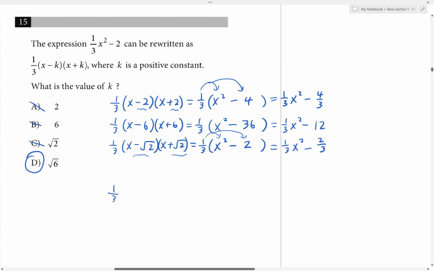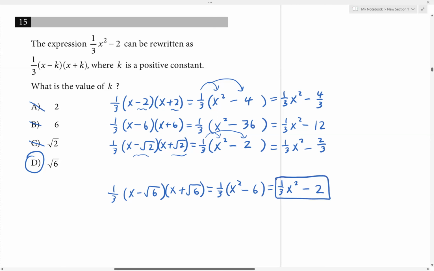Let's verify this. It will be 1/3 times (x minus square root of 6) times (x plus square root of 6). And this will be 1/3 times x squared minus square root of 6 times square root of 6, which will be just 6. And this will be 1/3 x squared minus, we distribute 1/3 times 6, which is 6/3, which is 2. That is what we want there. We get 1/3 x squared minus 2, so that's exactly what we're looking for. So the answer D will be our final answer.